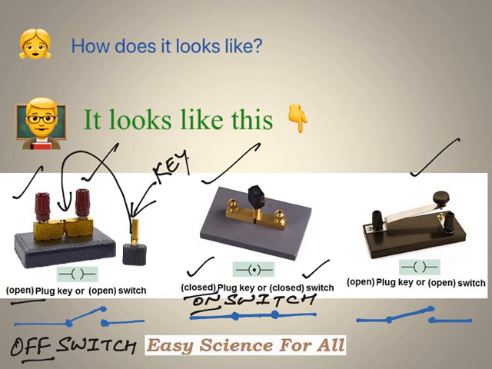An open plug key or open switch can be represented by any of these two symbols, symbol number 1 or symbol number 2. Likewise, a closed plug key or a closed switch can be represented by either this symbol or this symbol in blue. This third switch is also an open plug key or an open switch, and it can also be represented by the same symbols that we used for the first plug key.